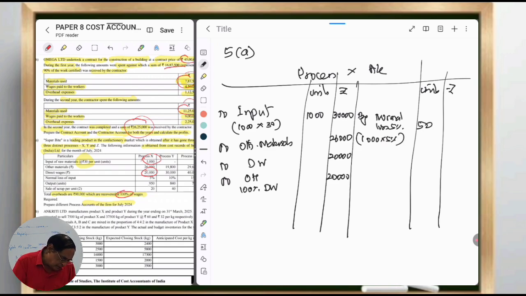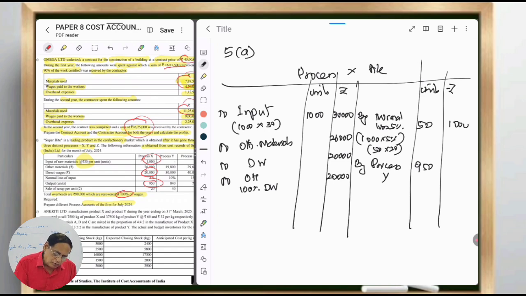So how much finished product? Output transferred to process Y. How much? 950. It is given in the question. If we balance, then actually it is correct. Out of 1000, 50 is normal loss, and then 950 is processed. It's correct. The normal loss, sale of scrap per unit is 20. So 50 units into 20 rupees, we realize that amount, that is 1000 rupees.